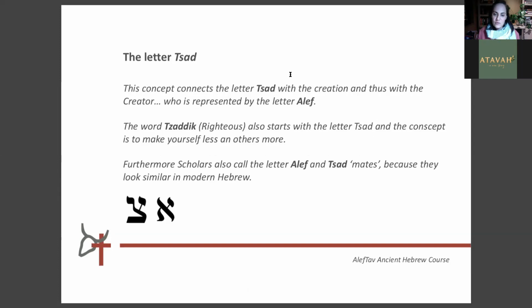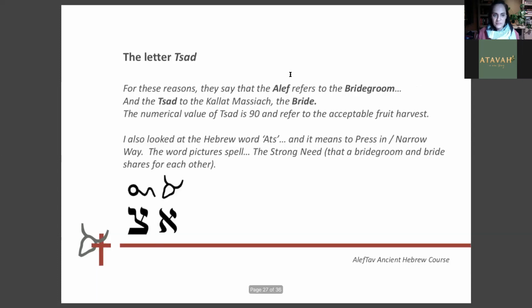And because they call the Aleph and the Tzad mates, that they belong together, we know now already that Aleph refers to Abba or to Yeshua. For all these reasons I've shared on the first page, they say that Aleph refers to the bridegroom, and thus the Tzad, the righteous ones, refers to the Kalat Mashiach, who is the bride. So these two letters, the Aleph Tzad, refer to Yahusha and his bride.